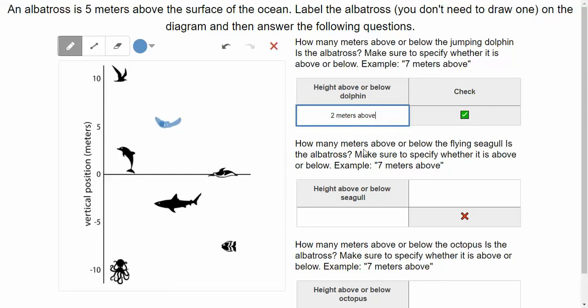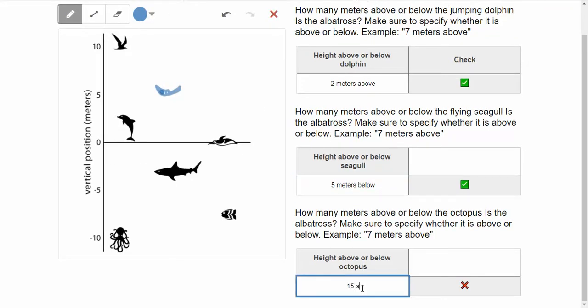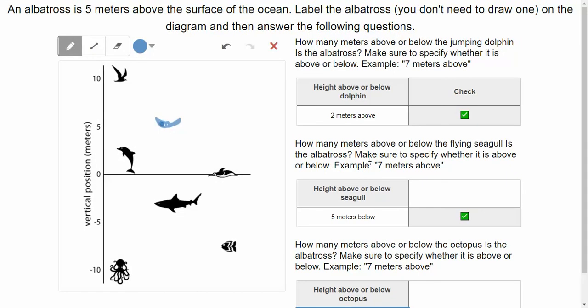How many meters above or below the flying seagull? The flying seagull is at 10, albatross is at 5, so it's 5 meters below. And then compared to the octopus, from -10 to +5, that's going to be a change of 15 meters above. Okay? How far away are they?